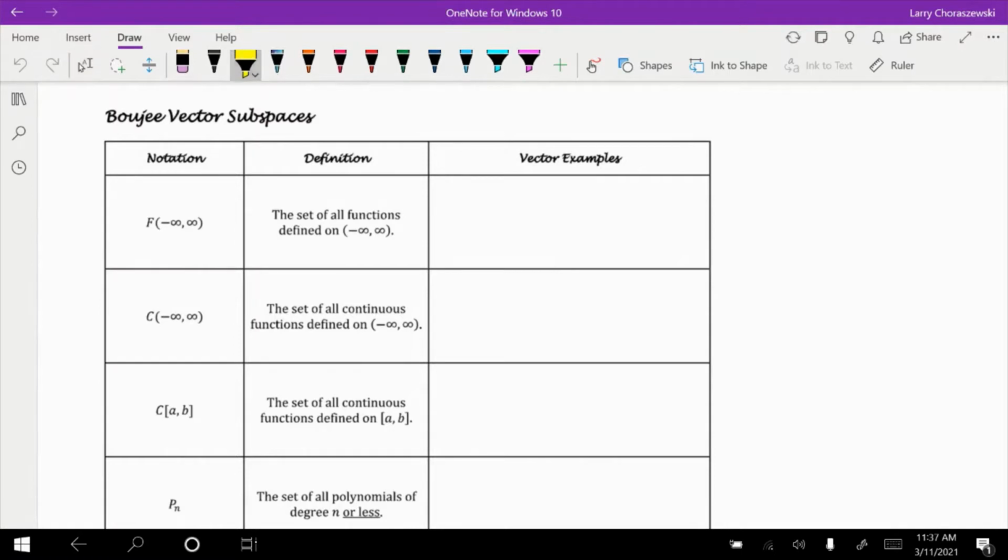The first of the vector subspaces is capital F, with interval notation for all real numbers. This is a notation used for the subspace consisting of the set of all functions that have a domain of all real numbers. To give you some examples, F of all real numbers is a set, and I'm going to jot down examples of functions that have a domain of all real numbers.